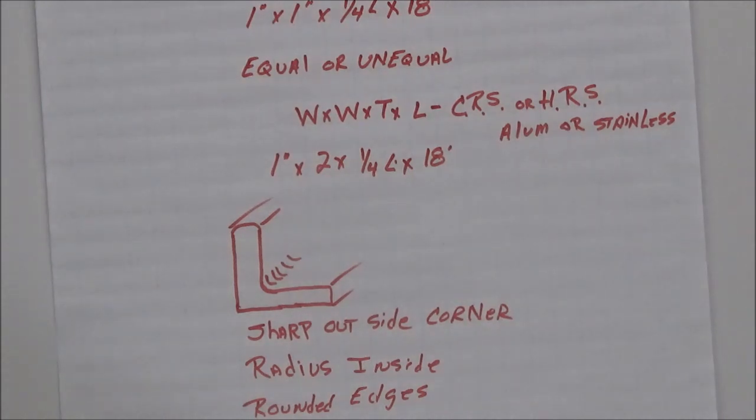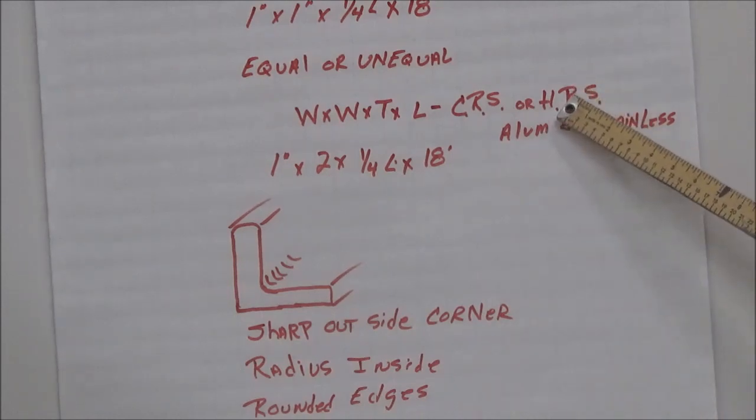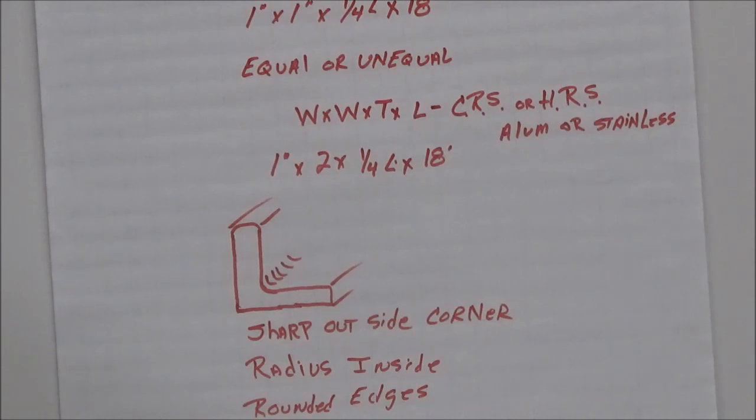Now, keep in mind, if you order aluminum or stainless, you're going to specify that on your print. Remember what we talked about up here. Cold rolled steel, hot rolled steel, aluminum or stainless. So, that's angle iron. Let's go ahead now because we're going to jump into something a little more difficult, and that's called a T-bar. So hang with Heavy. We're going to go do some T-bars.